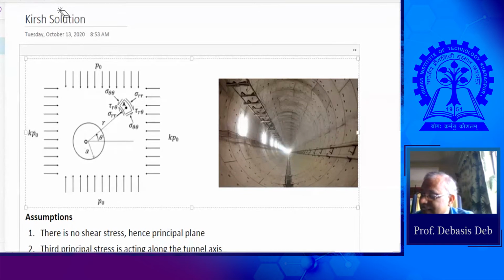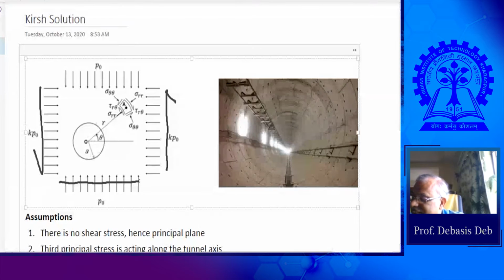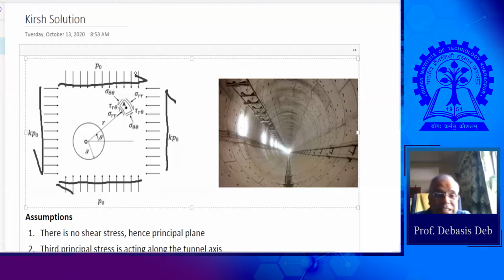Now, what he has said is that for a circular opening of radius a, with stresses like this, P naught and K P naught, mind that there will be no shear stress. Okay, there is no shear stress. So it's only the normal stress that we have here.